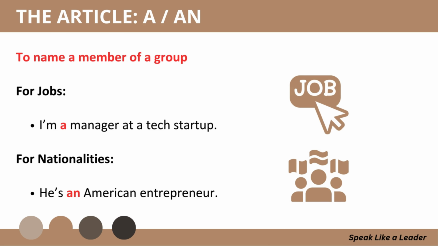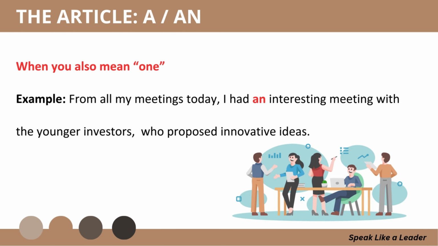We also use the article a or an if we want to name a member of a group. For jobs, for example, I'm a manager at a tech startup. For nationalities also, he's an American entrepreneur. Another time we use a instead of the is when we also mean one thing. For example, from all my meetings today, so I had lots of meetings, I had an interesting meeting, so one interesting meeting with the younger investors who proposed innovative ideas.